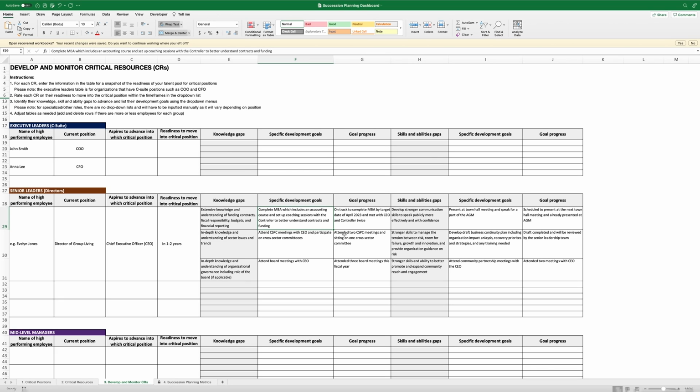Her development goals include completing her MBA, which includes an accounting course, and setting up coaching sessions with the controller. A column for goal progress is also a part of the worksheet, so you can track the status of goal completion. You will see that 2 other knowledge areas have also been identified for Evelyn. You can then move over to the skills and abilities gaps column.